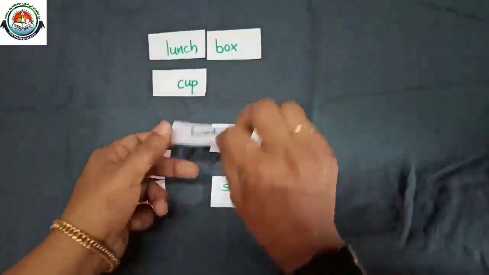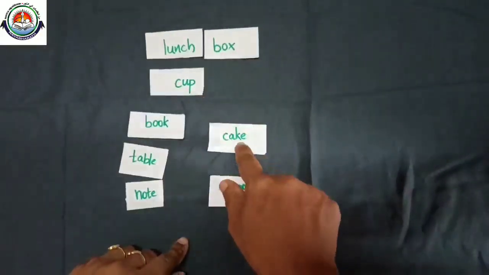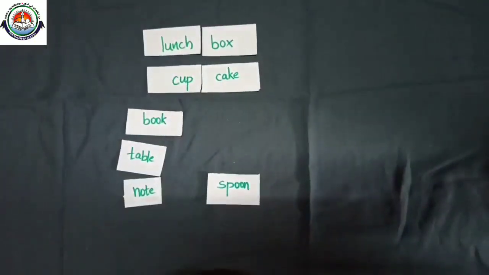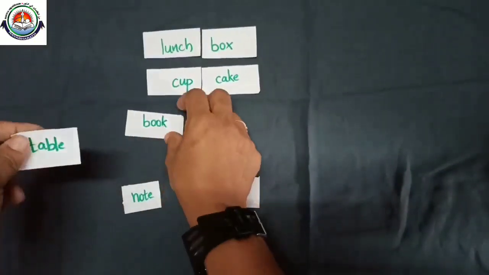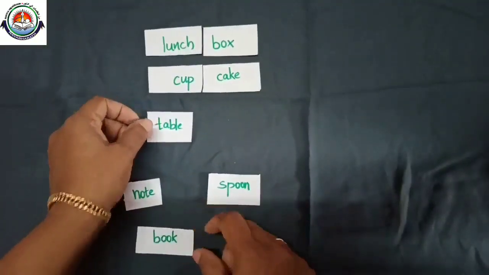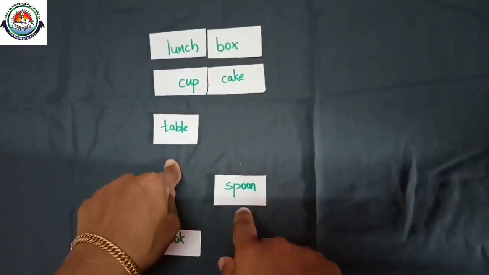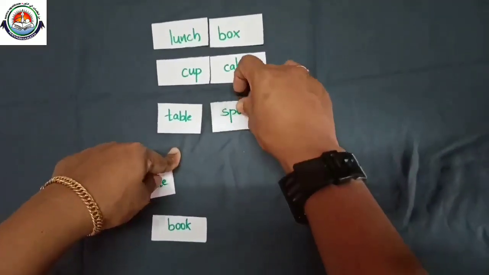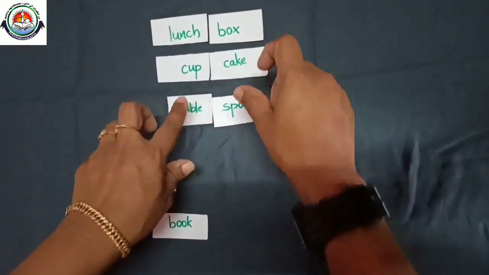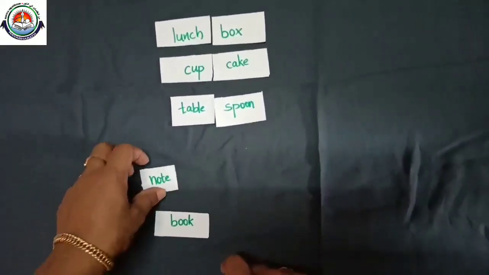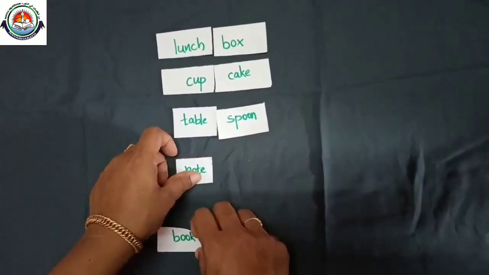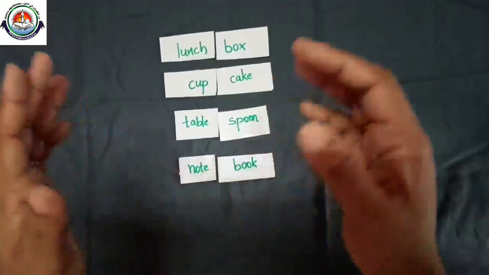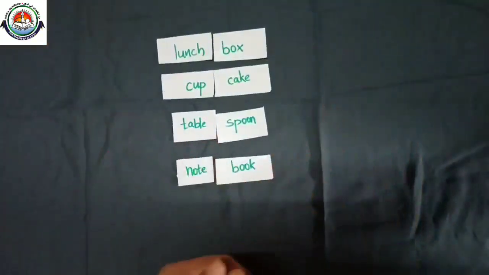Then what is the combination of this word? It is cup plus cake. Cupcake. Next, take another word. It is table. Then what will be the combination of these words? Yes, it is table plus spoon. Tablespoon. Then next is note plus book. Notebook. So dears, these are the compound words.